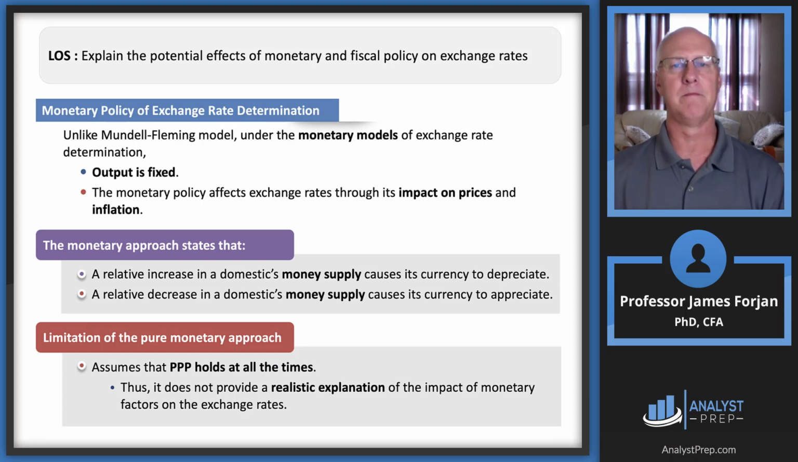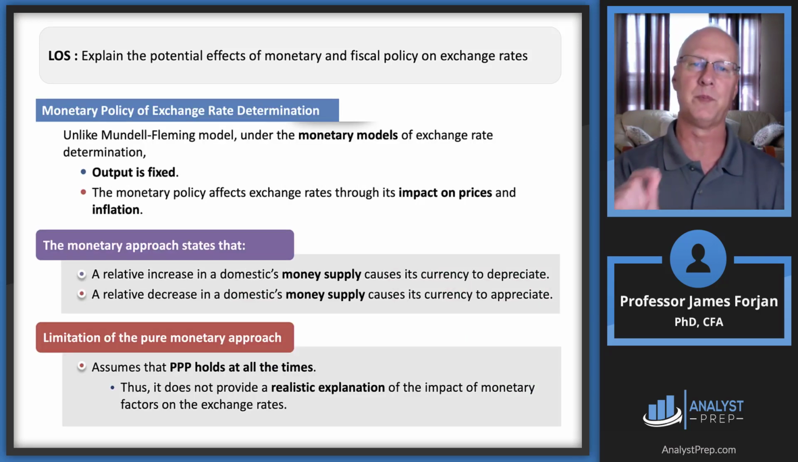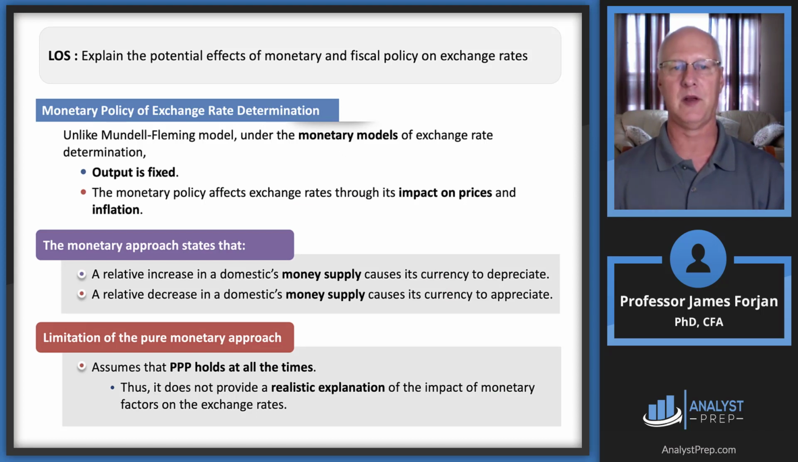Now, how about the monetary model here? So unlike the Mundell-Fleming model, the monetary model assumes that output is fixed and that monetary policy affects exchange rates through its impact on prices and inflation, not through interest rates and GDP. So there's a subtle difference there. This is almost pure monetary theory here.